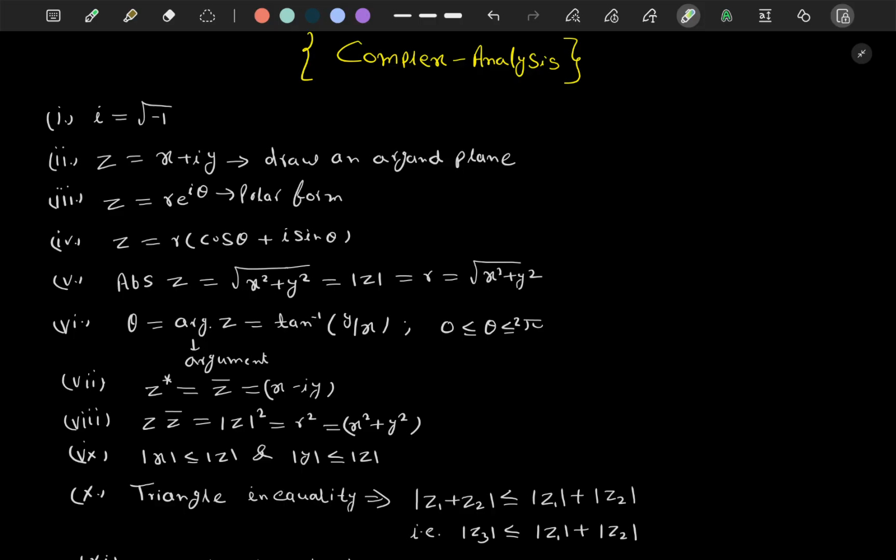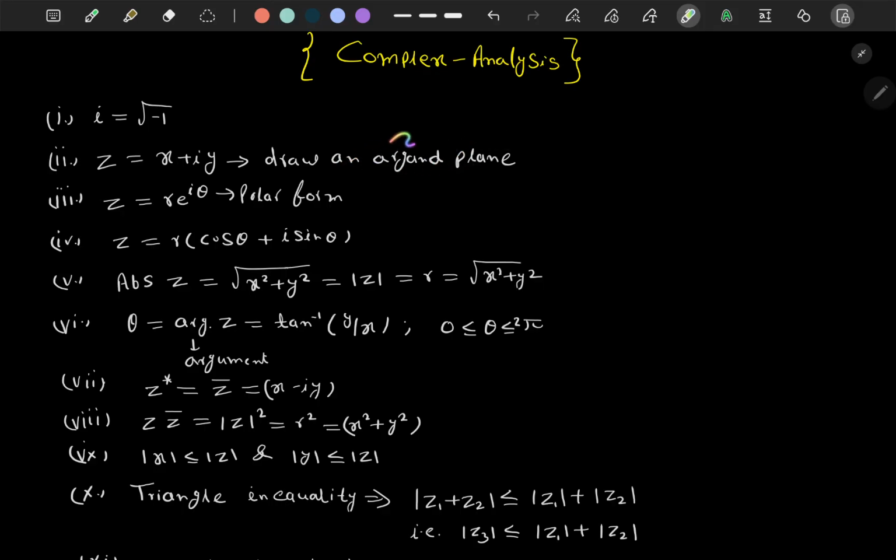So in complex analysis, what do we start with? We start with the imaginary part because we know how to deal with real parts. In complex analysis, we especially pay attention to the imaginary part of the numbers. We know the imaginary part is iota, and iota is under root minus 1. In complex analysis, we use the variable z, which is a combination of real and imaginary parts.